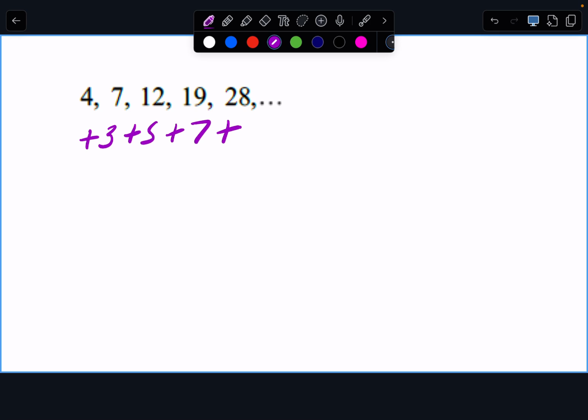But the good news is they didn't want a formula from you. I'm telling you, I don't even know how to write that formula. They didn't ask it. They just said, find the next 2 terms. So just keep with the pattern here. Isn't it then adding 9? Yeah. Then we'll be adding 11, adding 13.